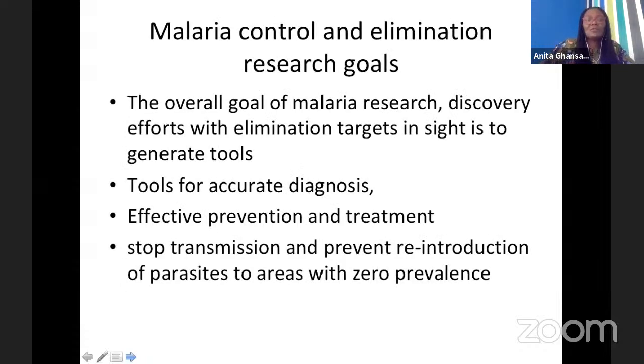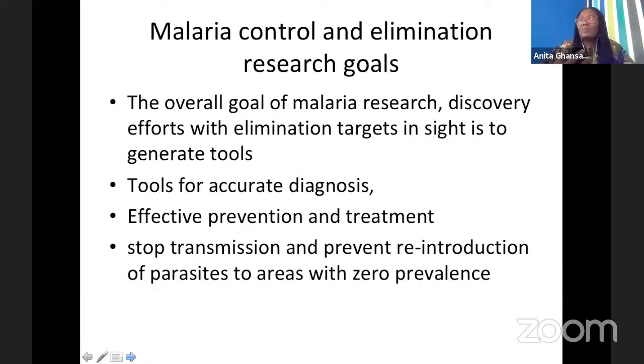Now, I can't stop without talking about malaria. That is my area of interest. So I'll do a few slides on malaria before I hand it over to Ilya. For malaria control and elimination, basically we are targeting malaria elimination and ultimate eradication. Our goal is to come up with new tools that will be useful for diagnosis, for prevention and treatment, and for stopping transmission or preventing reintroduction of parasites in areas with zero prevalence.